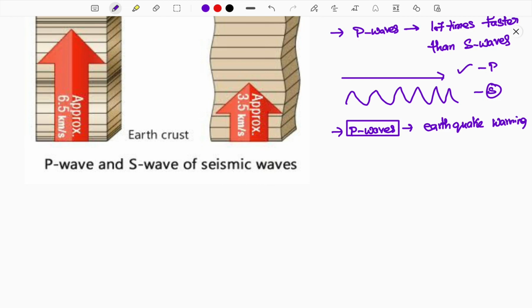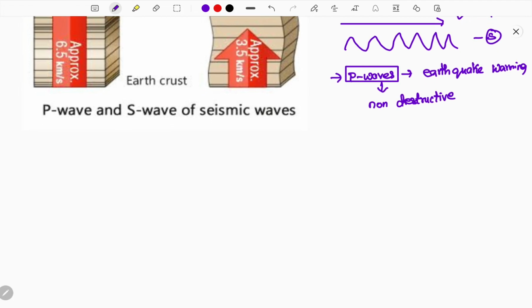So P waves are non-destructive. P waves don't create any destruction. So this is non-destructive. This won't destroy you. Okay, so P waves are non-destructive.